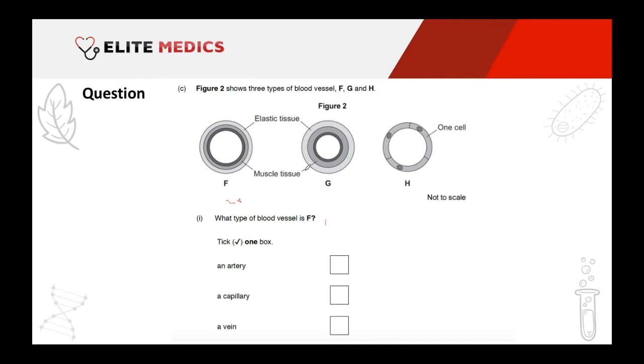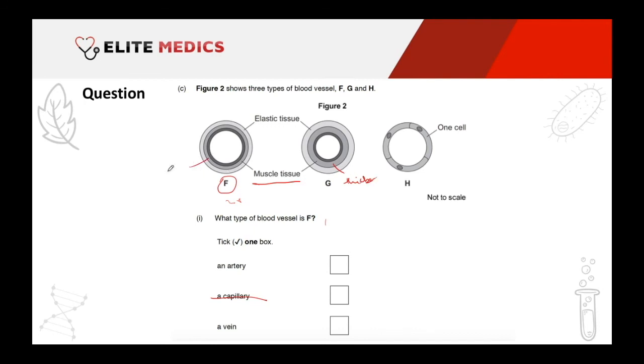It's asking us to work out which blood vessel is F. So instantly you should be able to tell it's got to be either artery or vein, because this one is just 1 cell thick, and that's got to be the capillary. So capillary you can rule out as not being right. So which type of blood vessel is F? What do you notice? You've got to compare them. If you look at the muscle layer, you'll notice that this one, G, is a lot thicker.